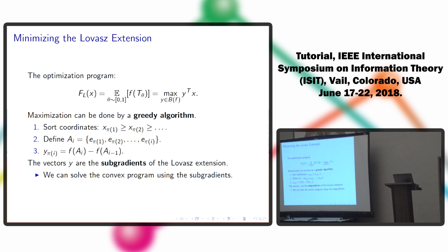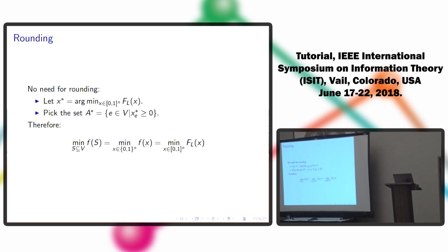Okay, so once we know this fact, once we know that it is actually a convex function, a non-smooth convex function, we can find the subgradients. Then there are all sorts of convex optimization methods that we can apply in order to minimize. Okay, so now we can minimize the function. The question is, what is the rounding? We might actually get into a fractional point, but it turns out the rounding is also trivial.